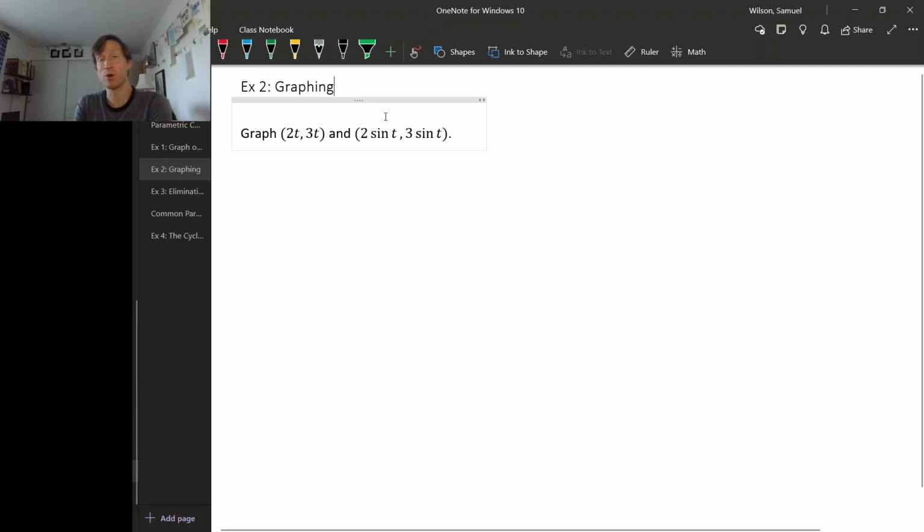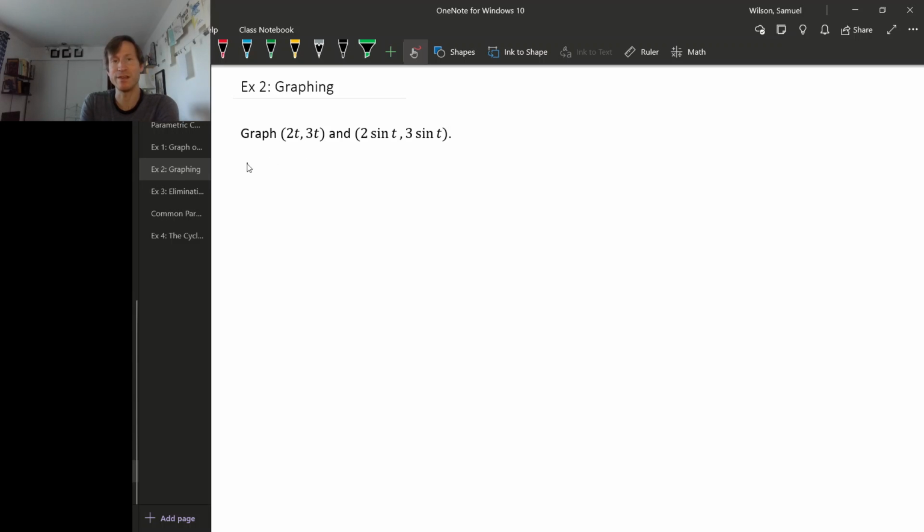Let's graph a couple more parametric curves just by plotting points. So let's start out with this one, 2t comma 3t. This is another way to write the parametric equations, x equals 2t and y equals 3t.